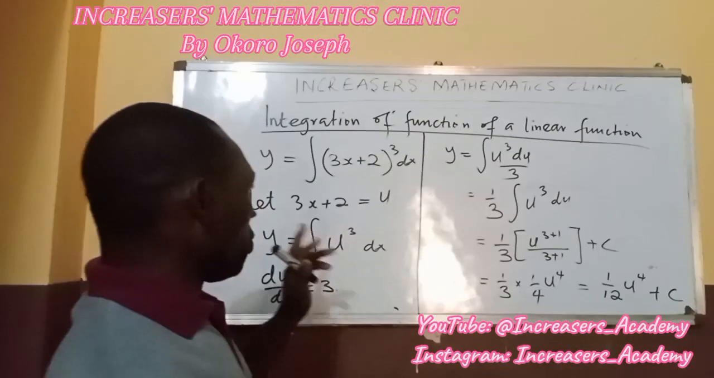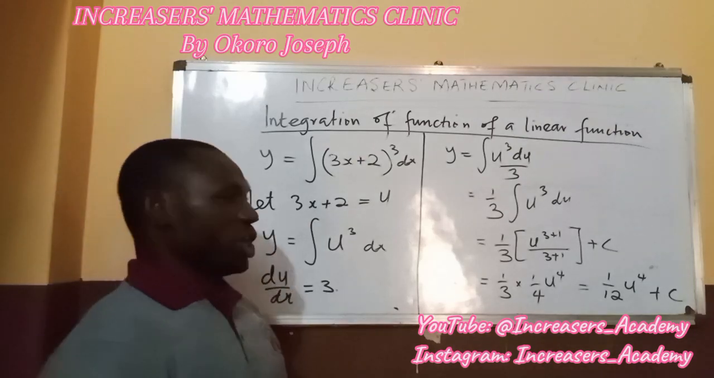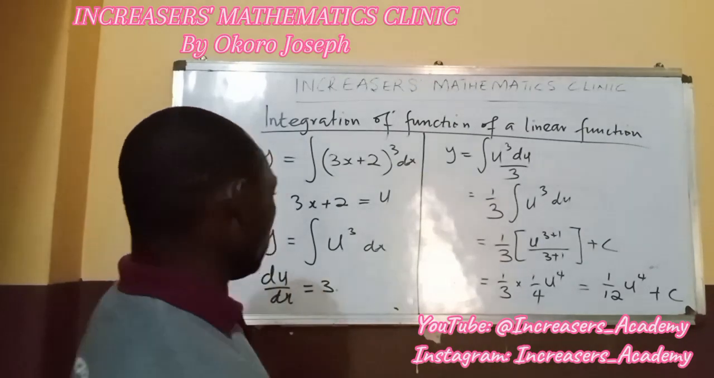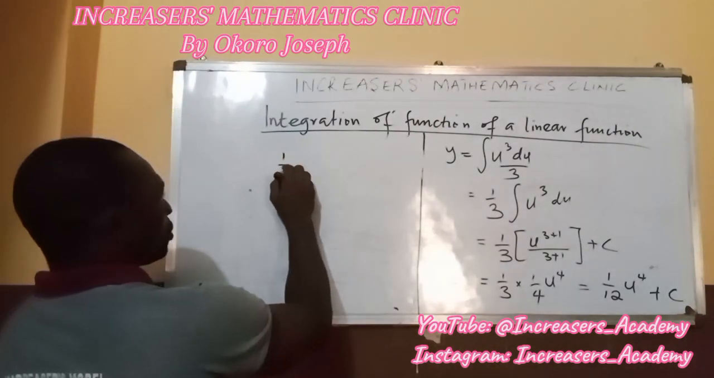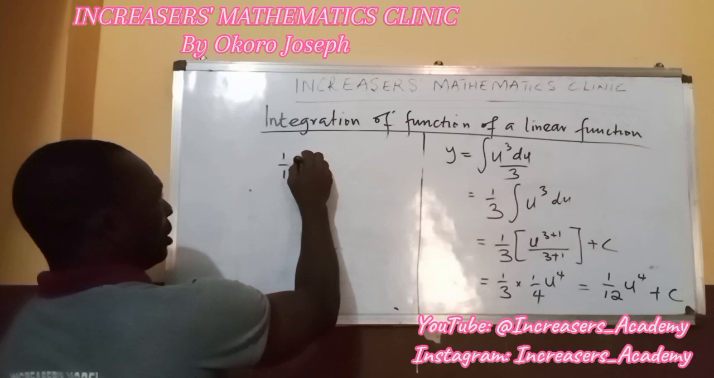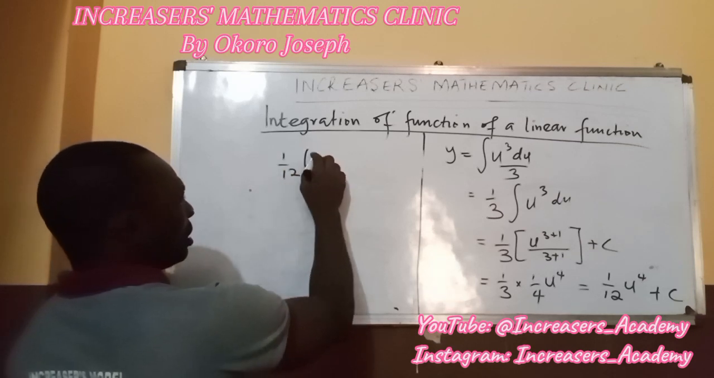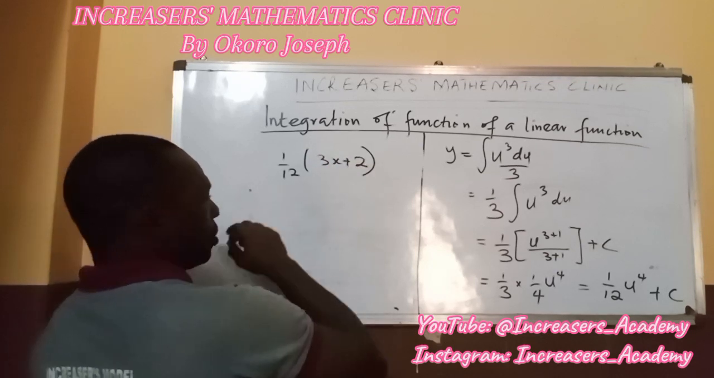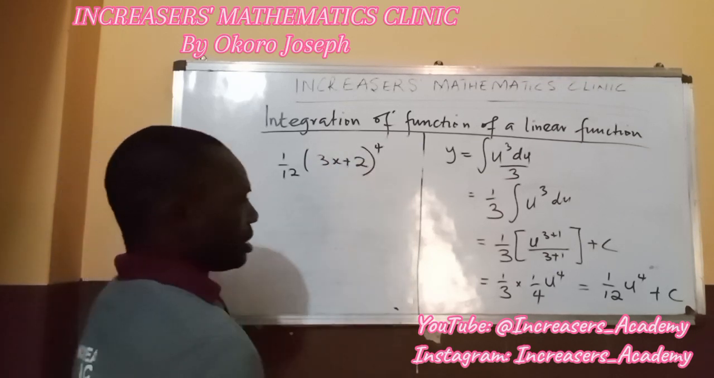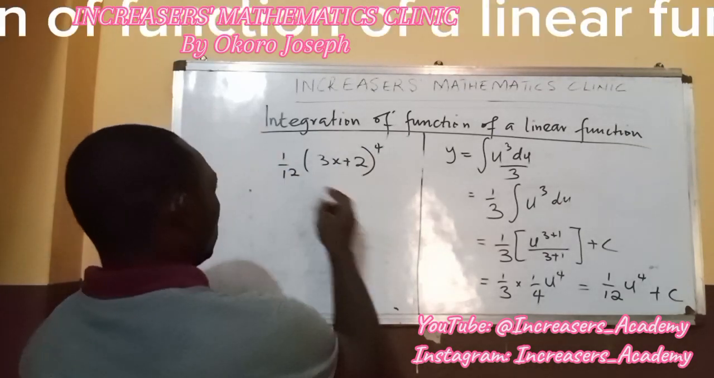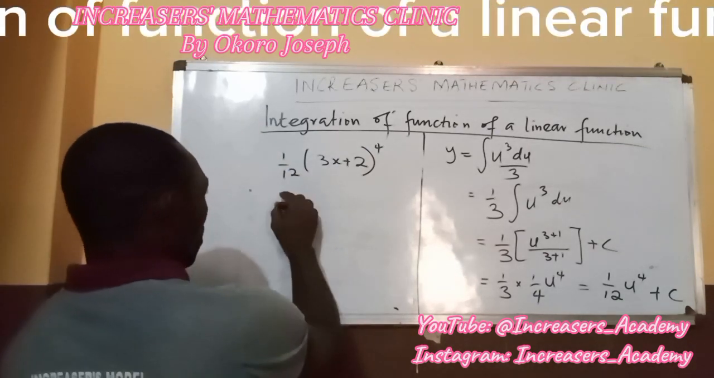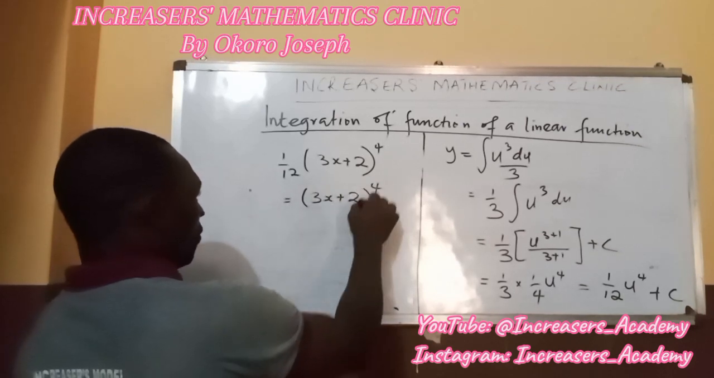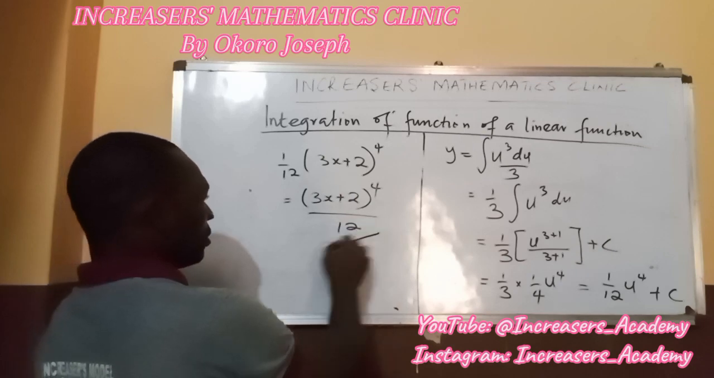But remember that we replaced 3x plus 2 with an arbitrary constant u, and that is what we have here. So we are going to bring it back. 1 over 12, bracket open, 3x plus 2, bracket raised to power 4. That is what we have. And this happens to be our answer. And then we write it as (3x plus 2) raised to power 4 all over 12 plus c.